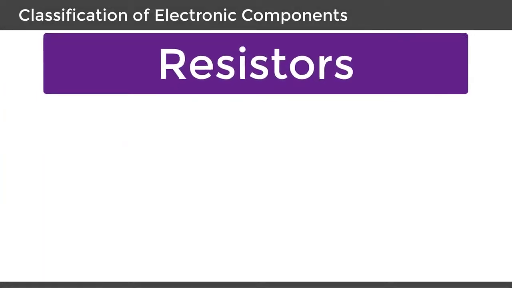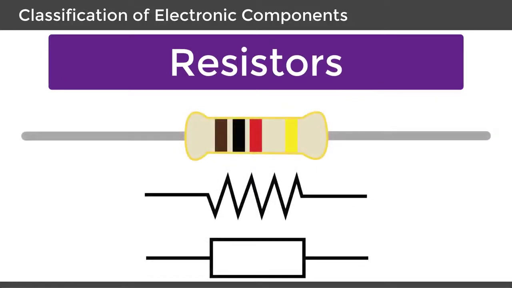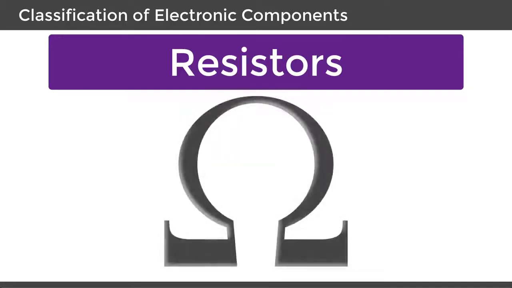Resistors. The component that opposes the flow of current is called a resistor. This opposing force is called the resistance of the material. It is measured in ohms.